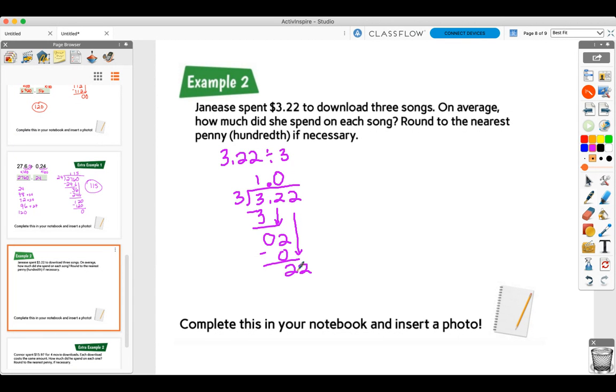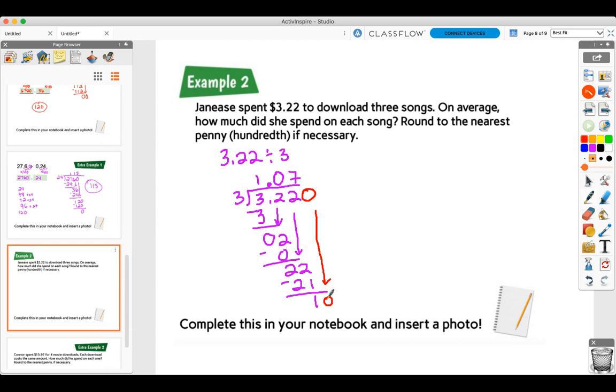3 goes into 22 7 times. 3 times 7 is 21. And you're going to have 1 here. And there's no such thing as remainders when you're dealing with money. So because there are no other numbers here, we want to test out if that 7 is going to be bumped up or if it's going to stay at 7. So you're going to add a 0 here at the end, and you're really only doing it if you want to round, because you want to know what the number is in the thousandths place. So you're going to bring down that 0.